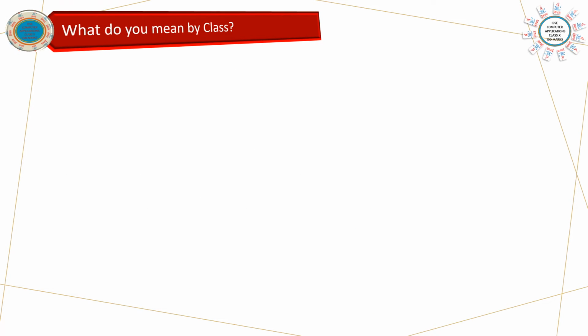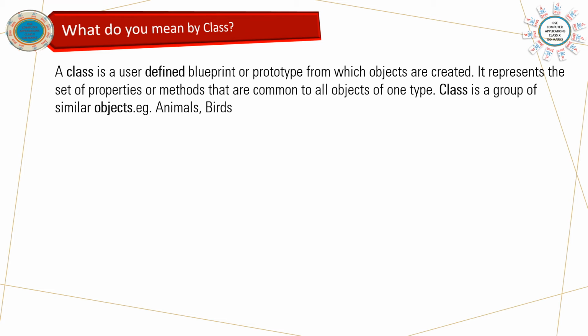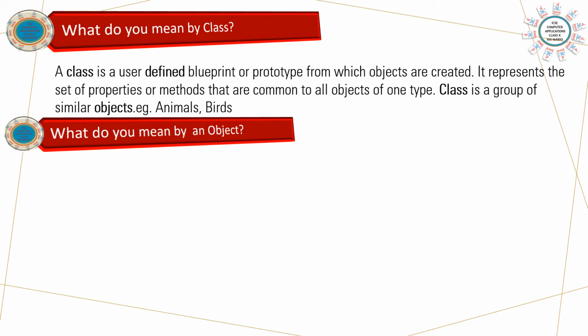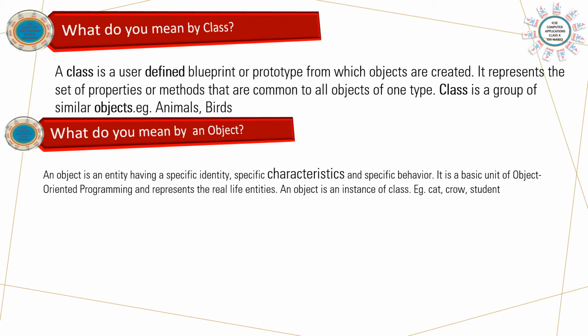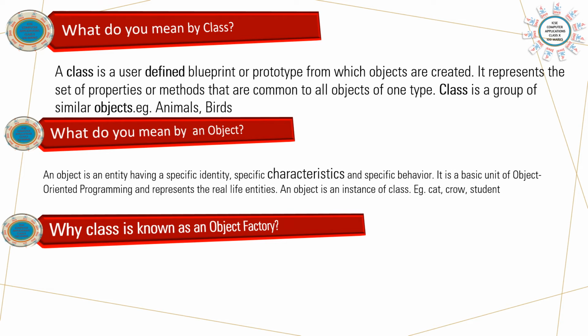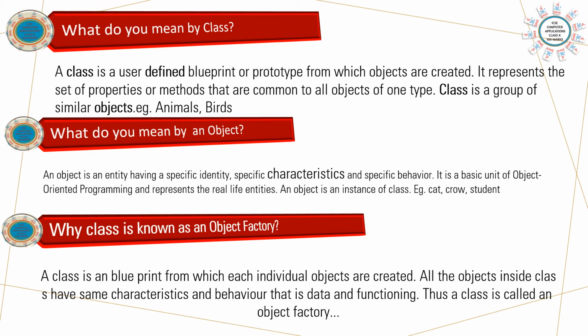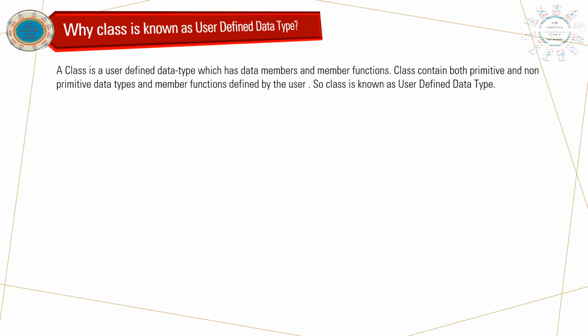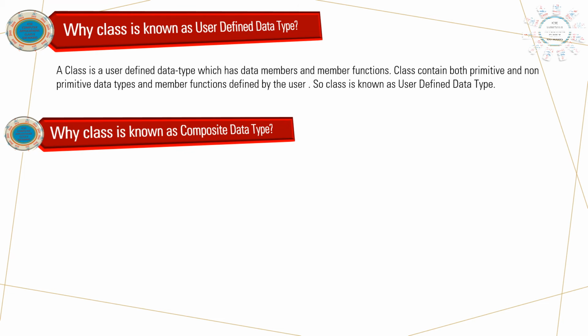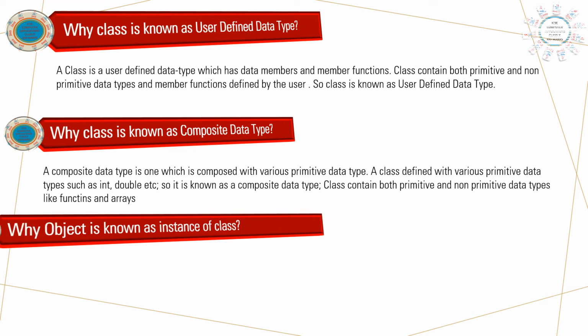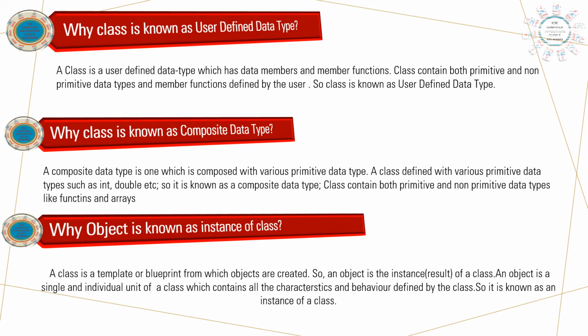And here we can see the common questions and definitions. You can go through them properly. Definition of class, definition of object, and why class is known as object factory. All these questions are important. As I told you, at least 2 questions will come from this chapter. So even if it is a one line answer, you have to study, because we don't know which question is coming. So be prepared with all the answers.